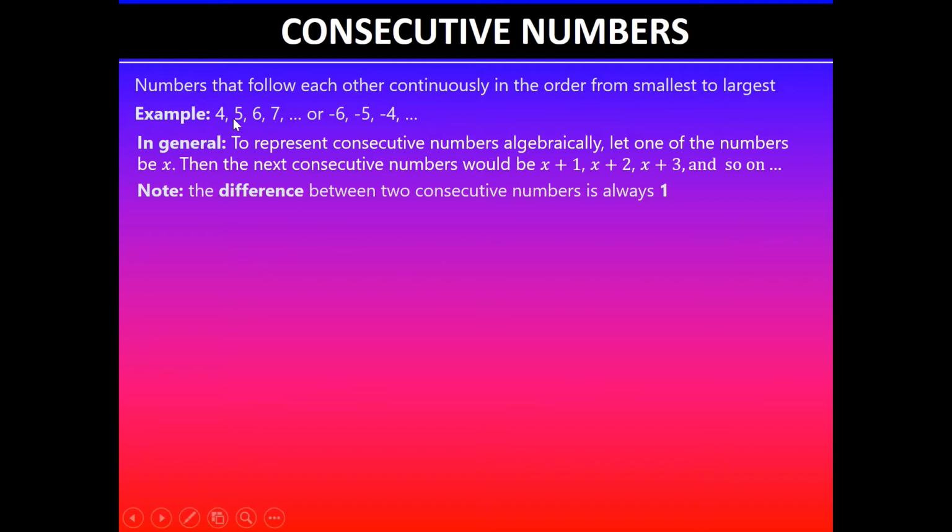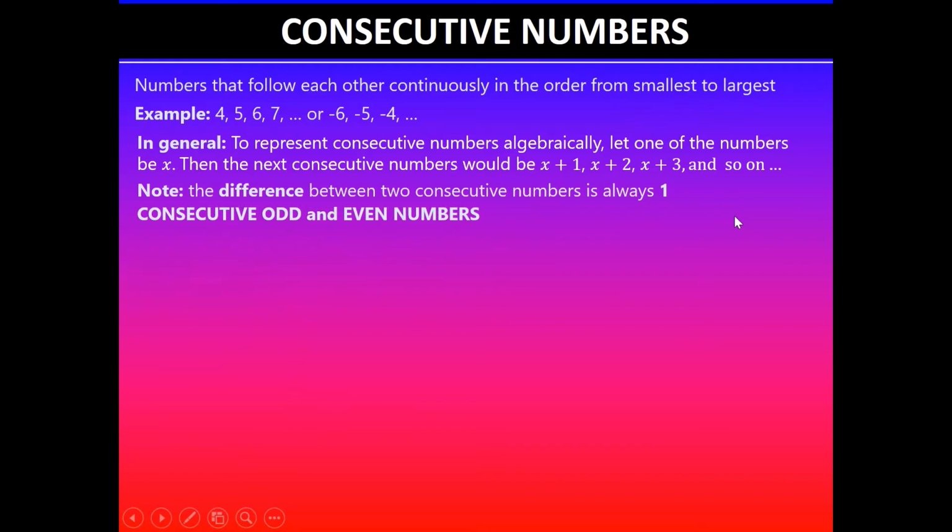For example, 4, 5, 6, 7. So it goes up by 1 each time. So there is a common difference of positive 1. So if you let the smallest integer be x, then the next one will be x plus 1, because the common difference between the two is always 1. And then if the second one is x plus 1, so if I add 1 to this one, I will get the next one in the sequence. And likewise we get x plus 2, x plus 3, and so forth.